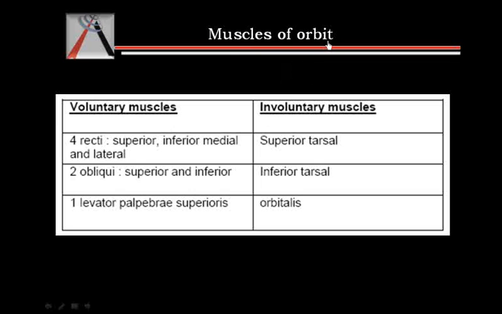So next we'll be talking about the muscles of the orbit. These muscles of the orbit can be divided into the voluntary muscles and the involuntary muscles. Under voluntary muscles, we have the four recti muscles, that is the superior, inferior, medial and lateral rectus. We have the two obliqui muscles, that is the superior and inferior oblique, and we have one levator palpebrae superioris. So in total we have 7 voluntary muscles in the orbit. When we talk about the involuntary muscles, we have the tarsal muscles, that is the superior and the inferior tarsal, and we have the orbitalis muscle, which we had been talking about when we discussed orbital fascia.